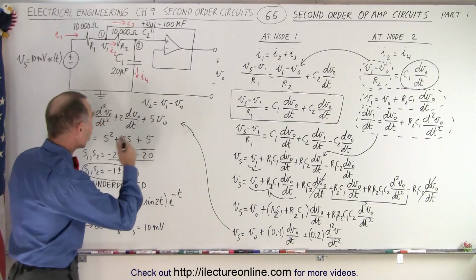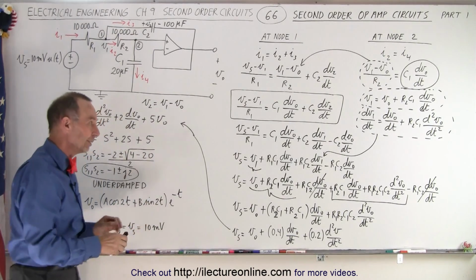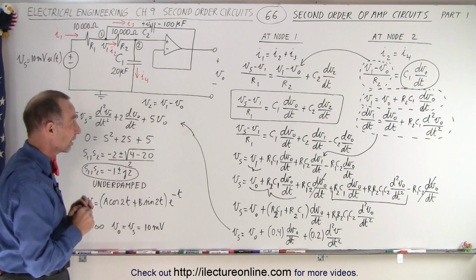Now let's try a second order circuit that contains an operational amplifier. So here's a nice little example that we'll work through, and notice I've already put everything on the board because all these subscripts get kind of confusing, so we'll work through it very carefully.